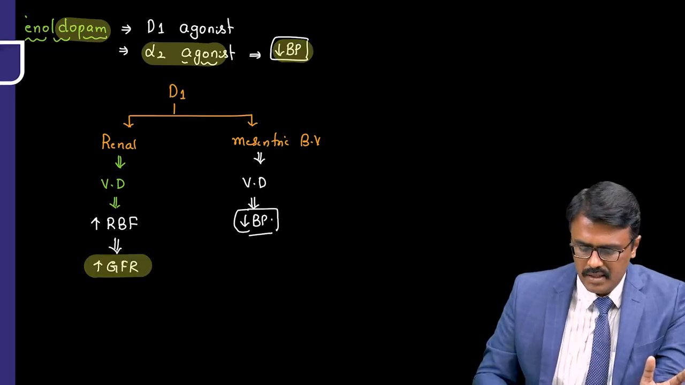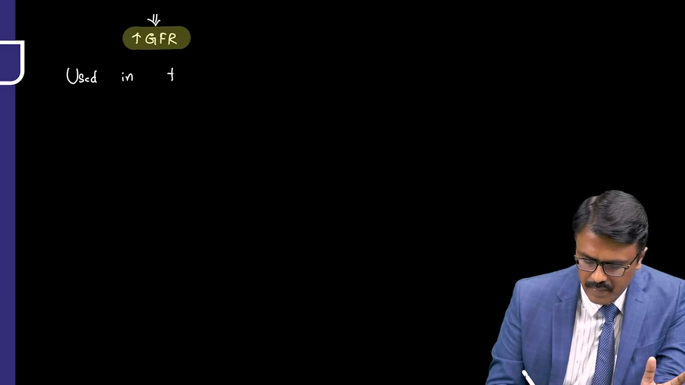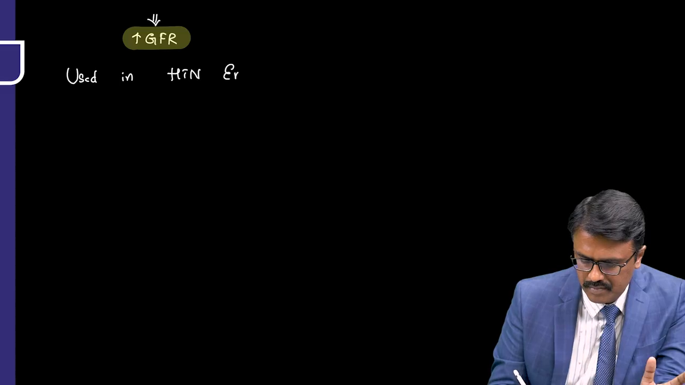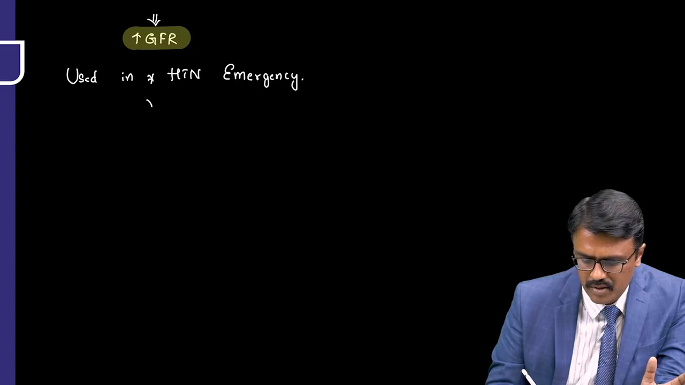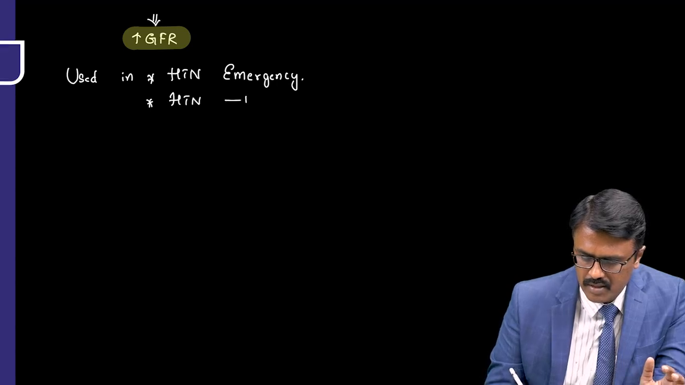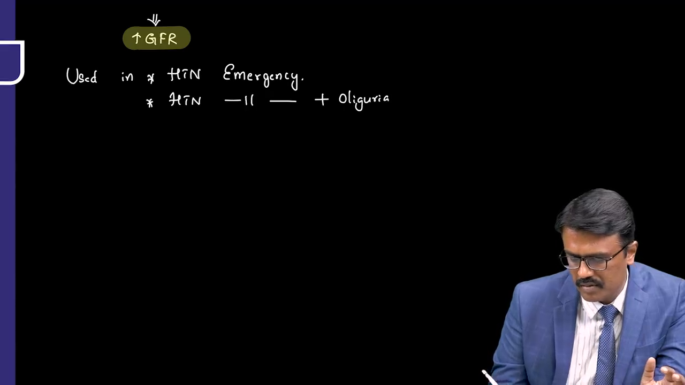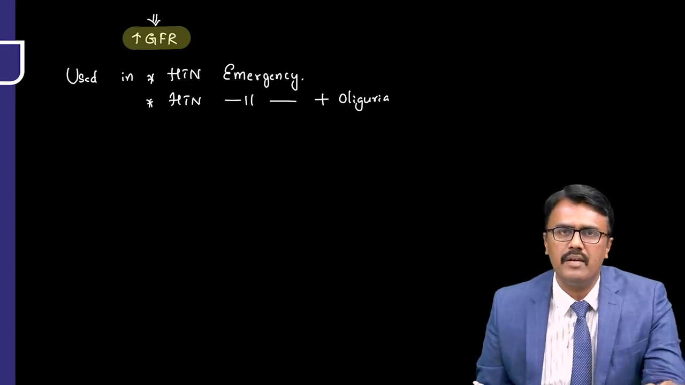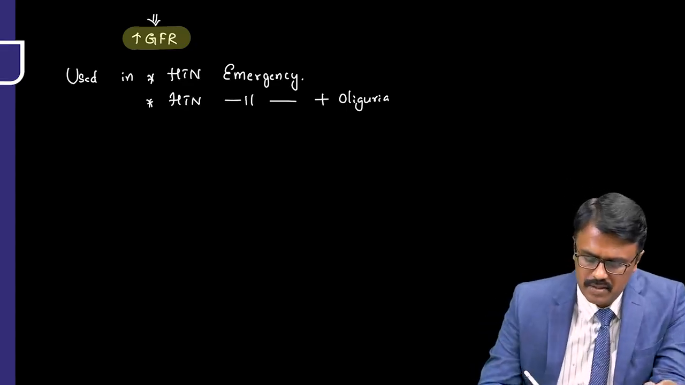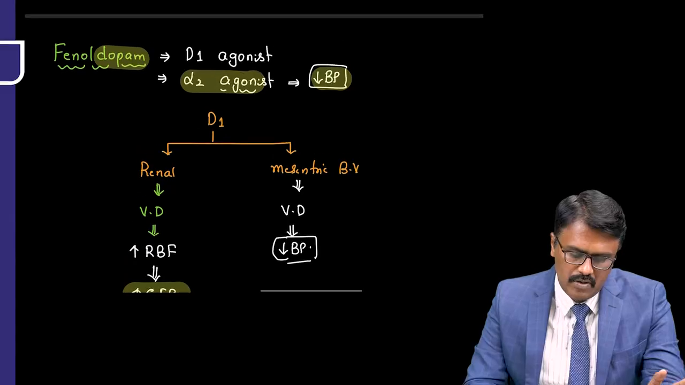GFR. So, since it decreases BP, fenoldopam is used in hypertensive emergency. You can give this drug IV. Why can't we give it orally? Because it is metabolized. It is also used in hypertensive emergency with oliguria. So suppose the patient has renal failure and hypertension is there, then you can prefer fenoldopam. The reason is simple, because it increases GFR. Very, very beautiful concept. The name is fenoldopam.